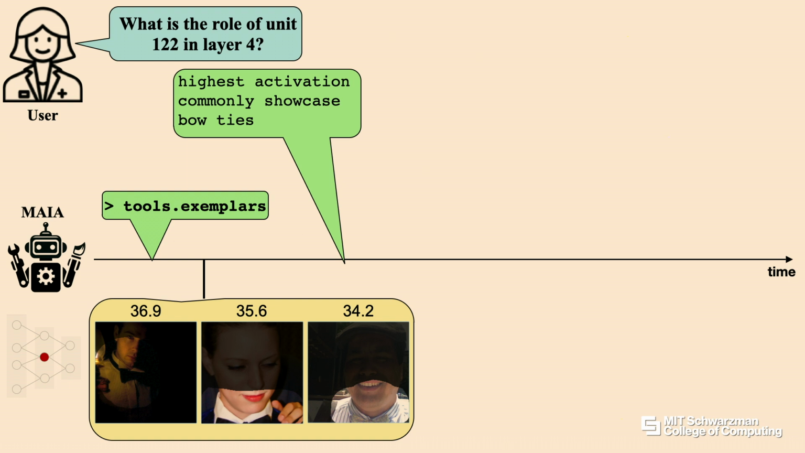So it seems to be firing near the neck. And these 3 images just by chance happen to have a bow tie. So now it wants to be sure that this is a bow tie detector. So it does the following thing.